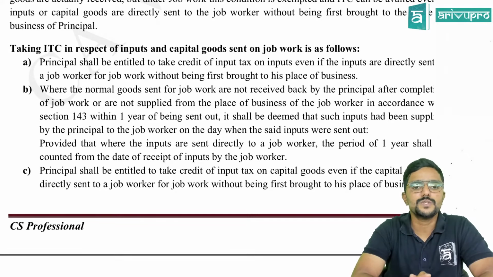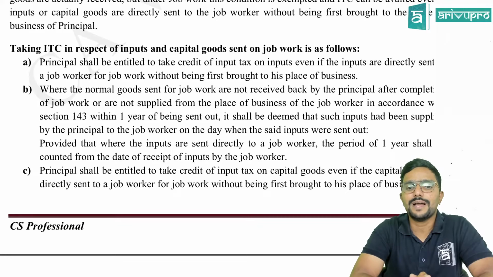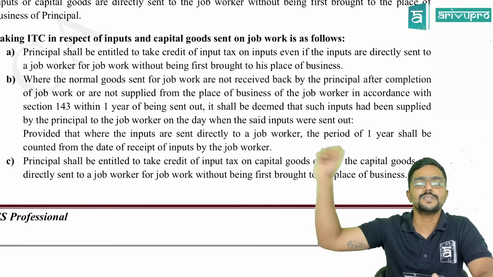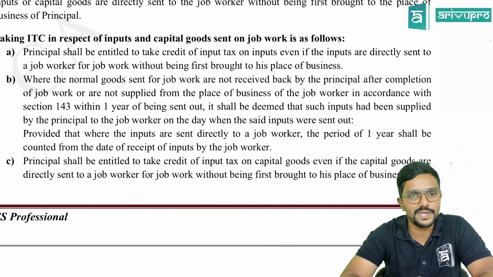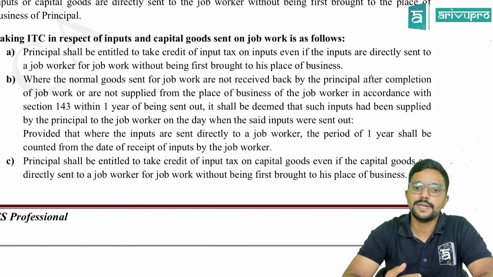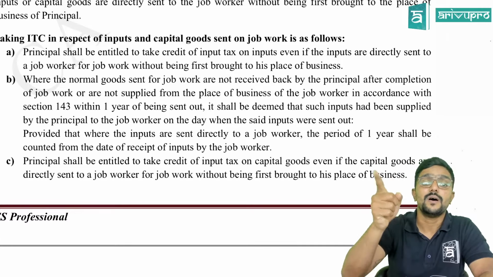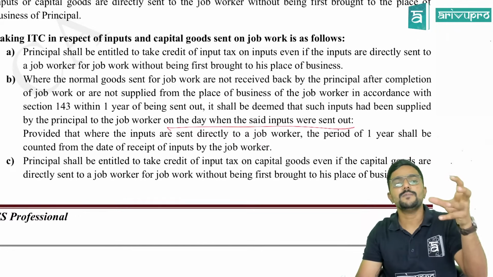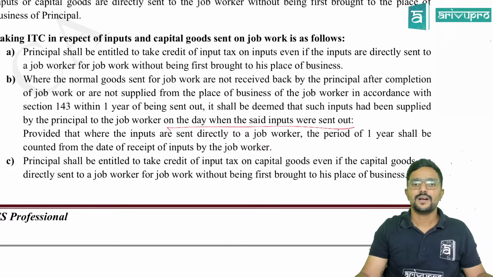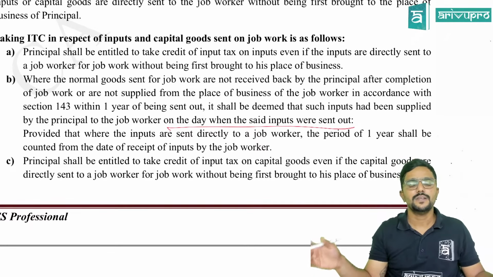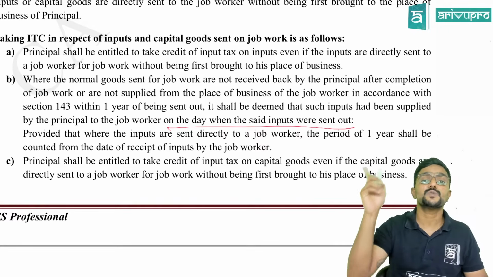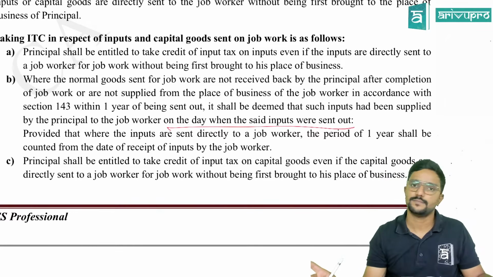Where the inputs sent for the job work are not received back by the principal after completion of job work, or are not supplied from the place of business of job worker in accordance with section 143 within 1 year of being sent out, it shall be deemed that such inputs have been supplied by the principal to the job worker on what day? On the date when the said inputs were sent out. So if the inputs are not received within 1 year of being sent to the job worker, then it will be treated as supply from principal to job worker on the day on which the goods were sent by the principal.